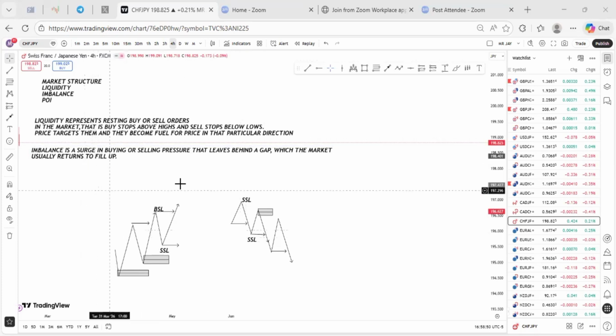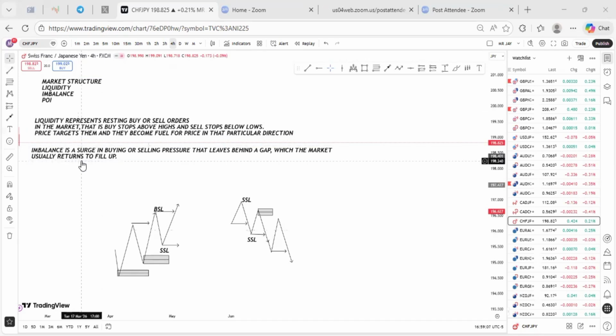So that being said, I'll be giving little by little steps, definitions or explanations of each of these topics over here. Let's just get to it. Let's start with market structure, guys.